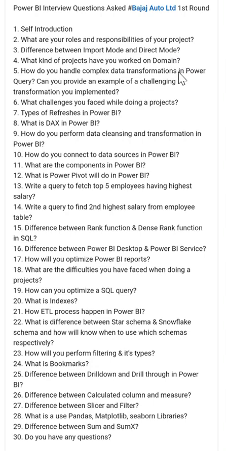Fifth question is, how do you handle complex data transformations in Power Query? Can you provide an example of a challenging transformation you implemented? You prepare the answers to these questions, right, and you can note down all the things related to these 30 questions.